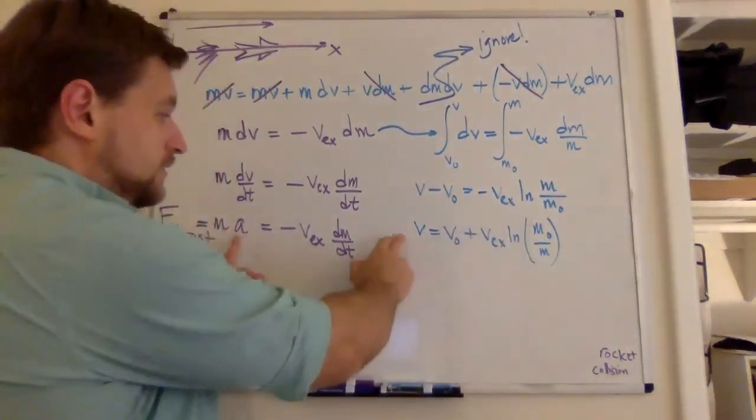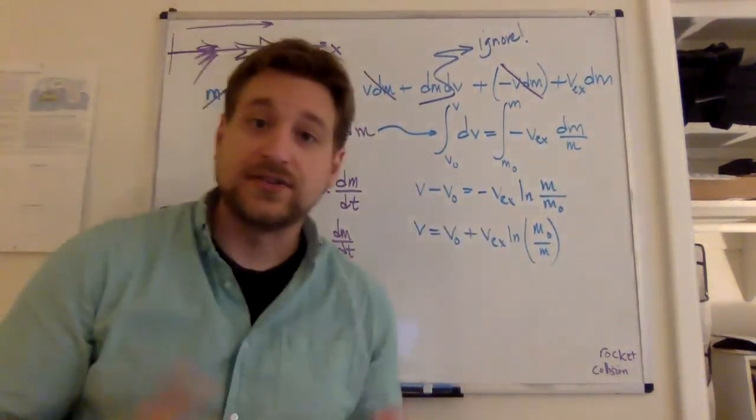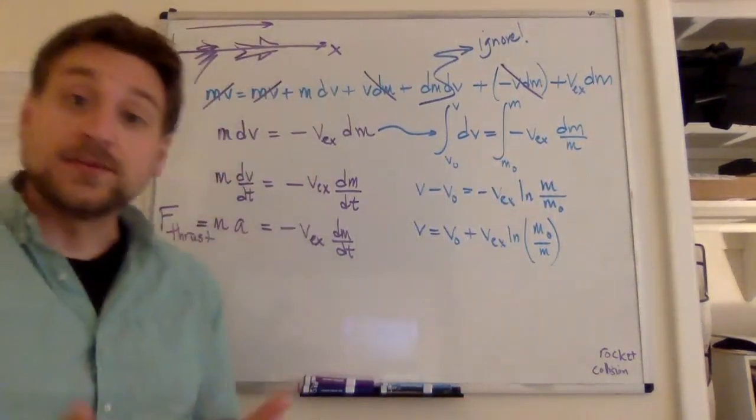And these two equations are the rocket equations. And where do they come from? Momentum conservation.